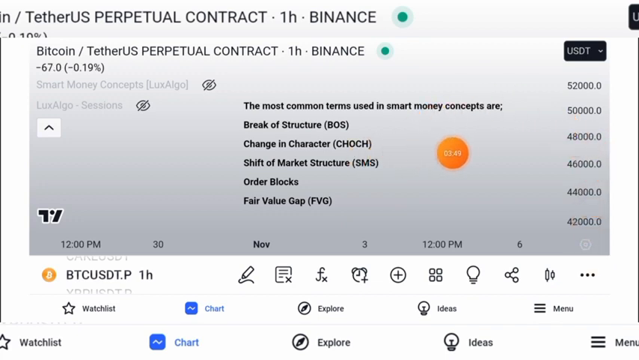So number 1 of them is what we call a break of structure. Break of structure simply means, after you must have defined a kind of trend. There are 3 kinds of market in the financial market. It's either an uptrend, a downtrend, or a ranging market. It all depends on the type of market you are in.